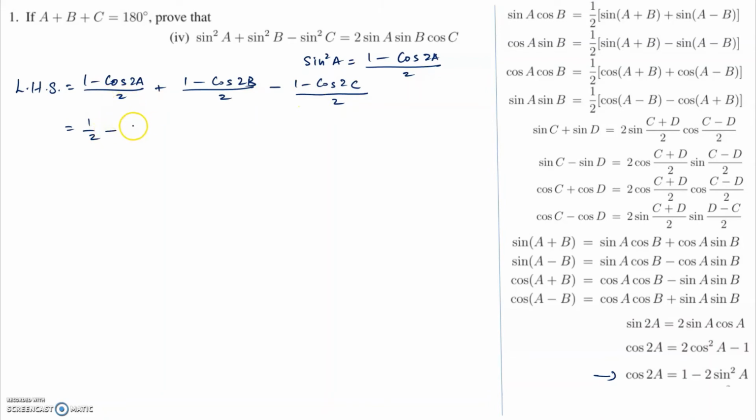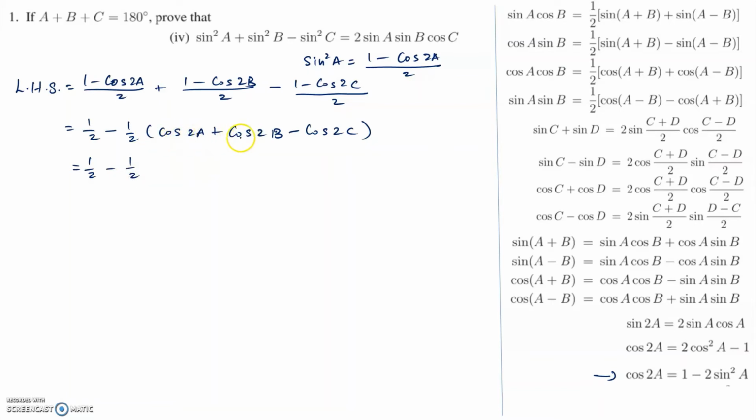Then minus 1 by 2 into (cos 2a plus cos 2b) and minus cos 2c, because you have a minus here. So minus into minus will be plus, so this will be a plus here. Right. So this is now equal to 1 by 2 minus, let's retain this 1 by 2.